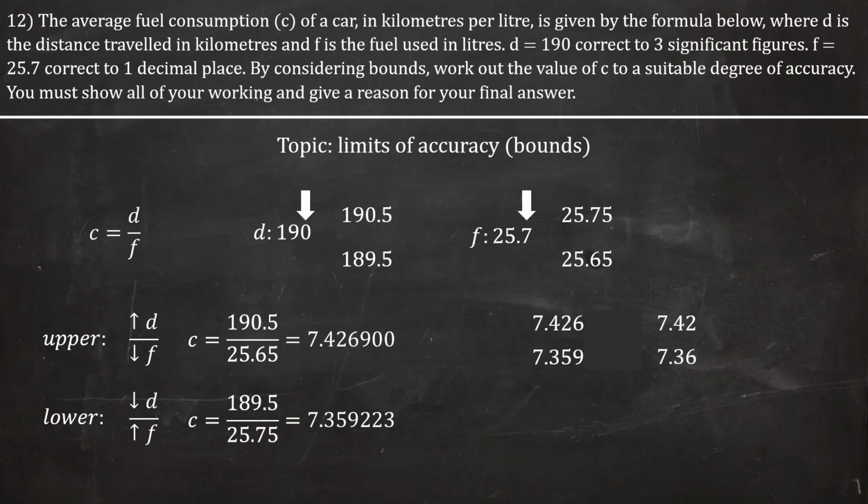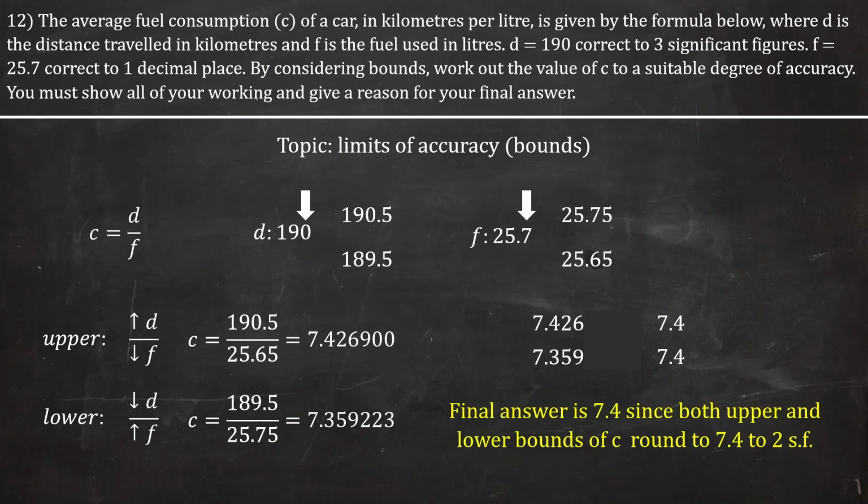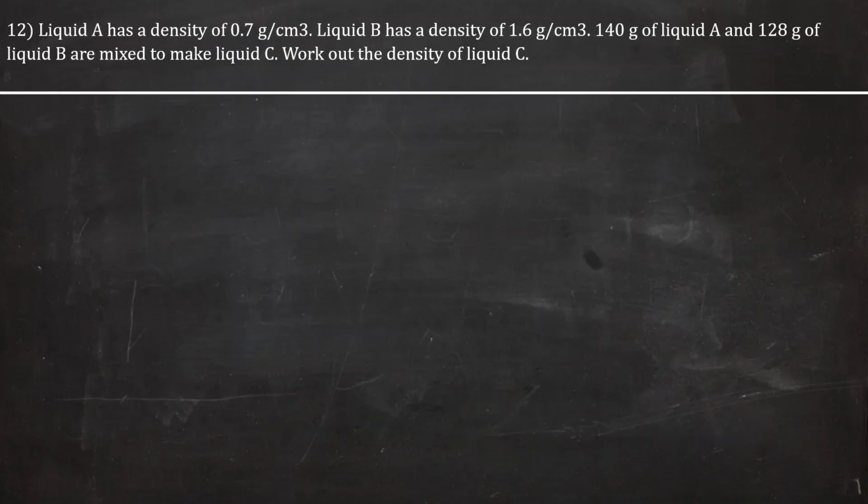If we round them to 2 decimal places, the top one gives me 7.42, the bottom one gives me 7.36. So they no longer agree, so we have to go back to 1 decimal place. So the answer is 7.4 because both upper and lower bounds of C round to 7.4 to 2 significant figures, or 1 decimal place, both would work. That's it, done.